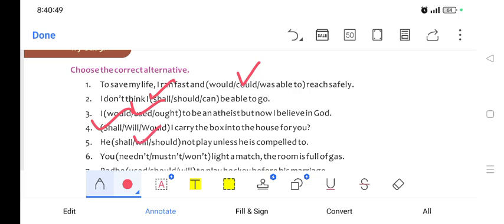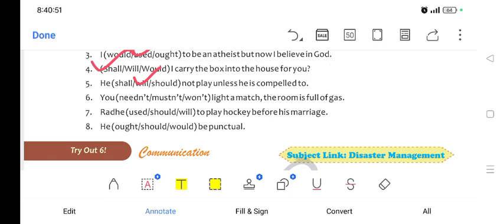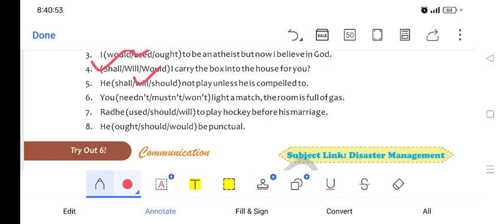Next one, fifth is, he shall not play. Okay, sixth one is, you must not light a match. The room is full of gas, it could be dangerous. Next one, Radhe used to play hockey before his marriage. Now he should be punctual.